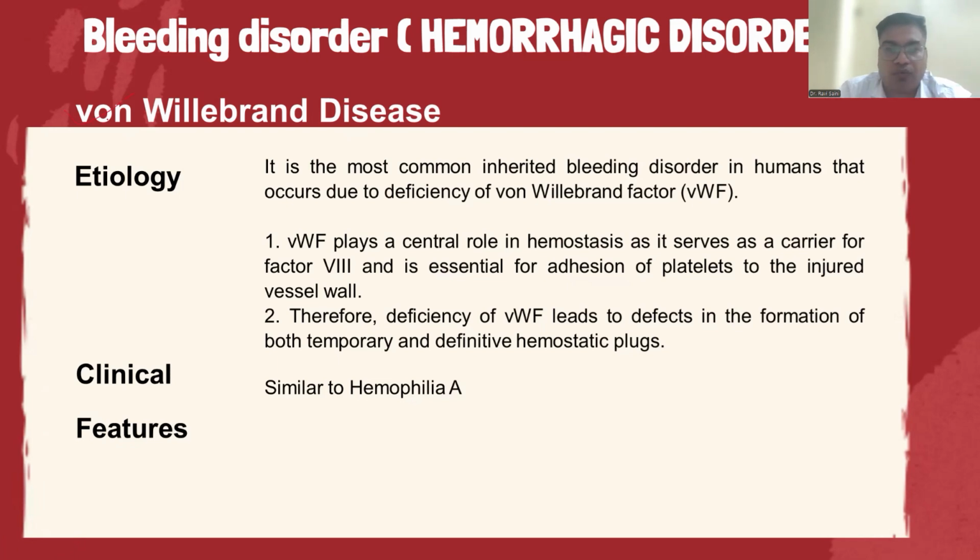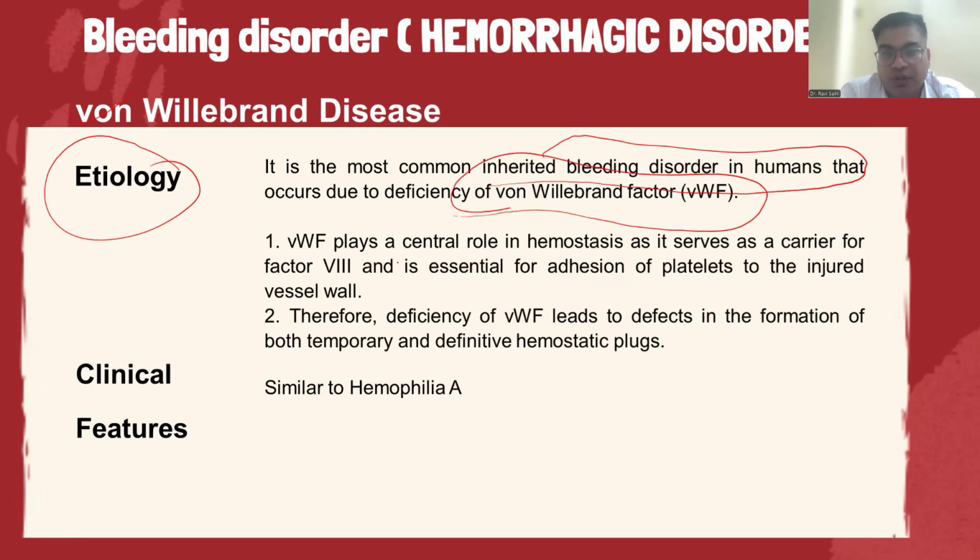Now come to the von Willebrand disease. Etiology: it is the most common inherited bleeding disorder in humans that occurs due to deficiency of von Willebrand factor. It plays a central role in hemostasis as it serves as a carrier for factor 8, and it is essential for adhesion of platelets to the injured vessel wall.